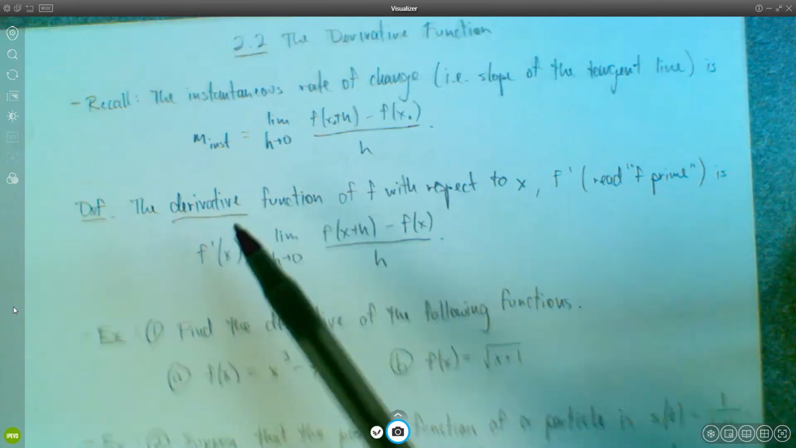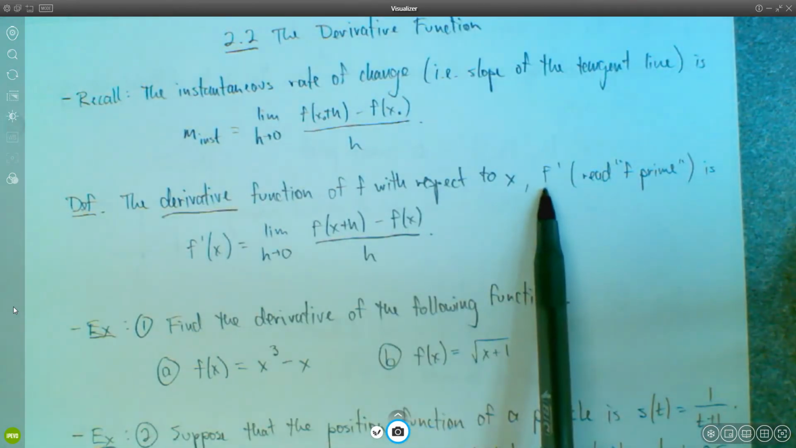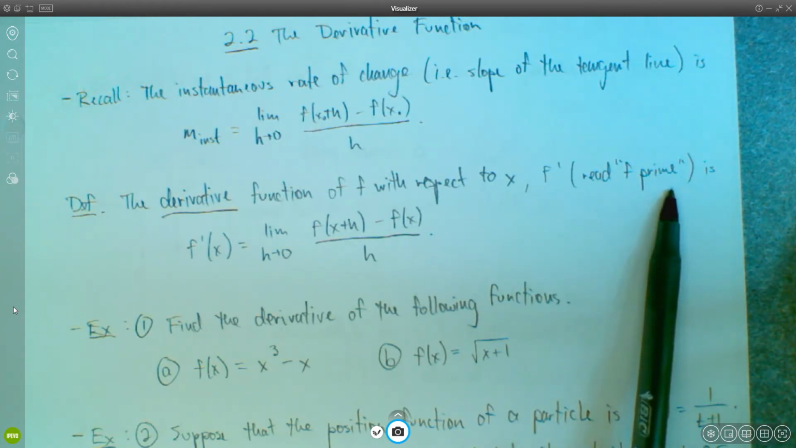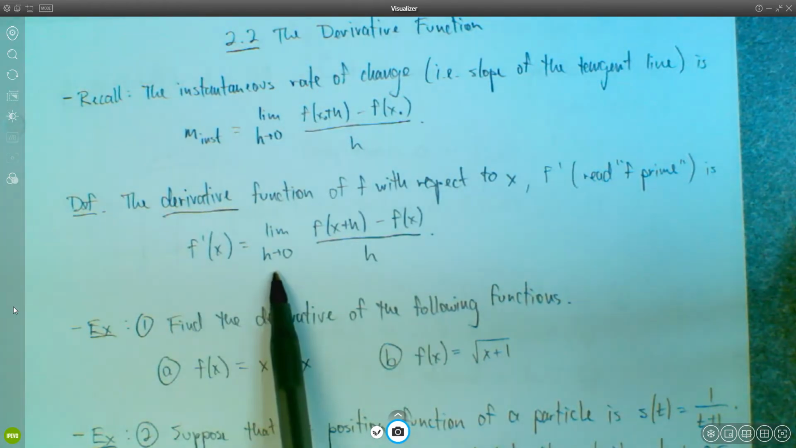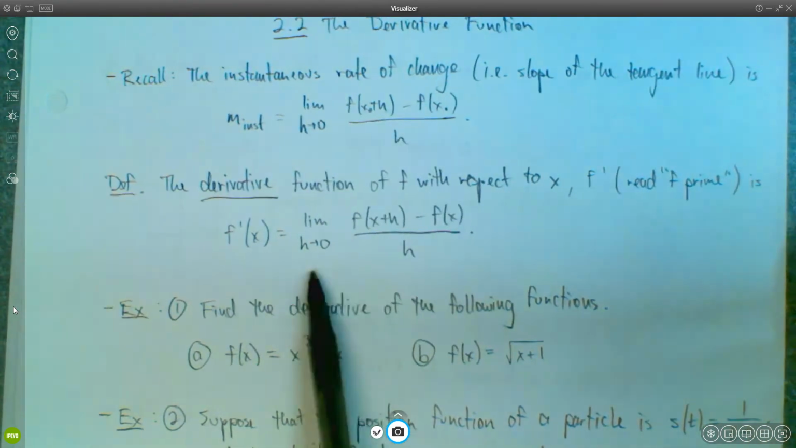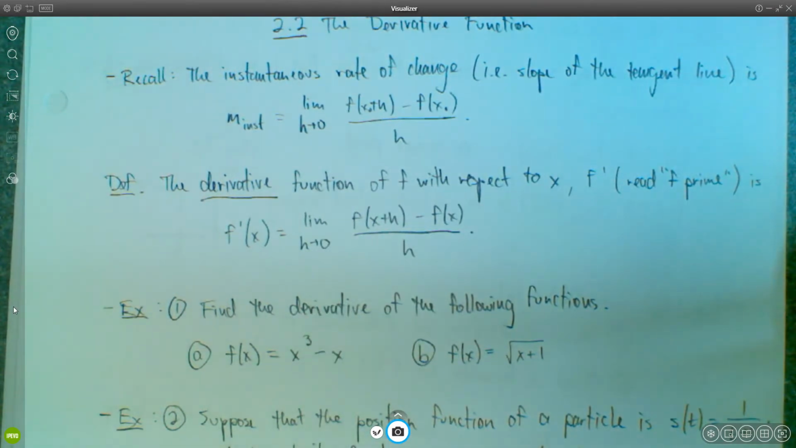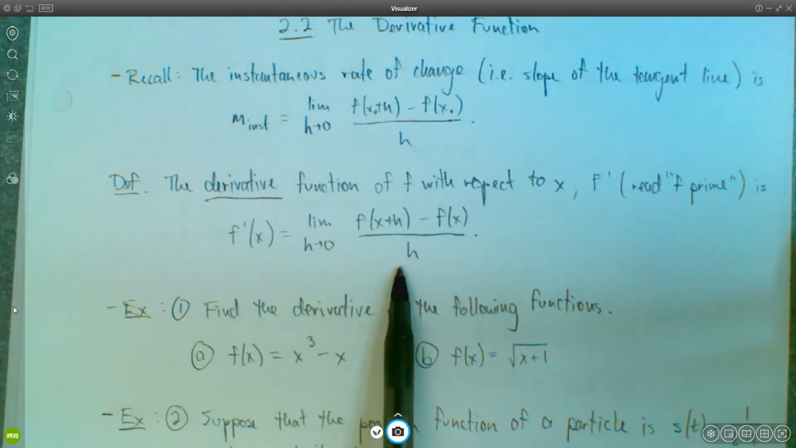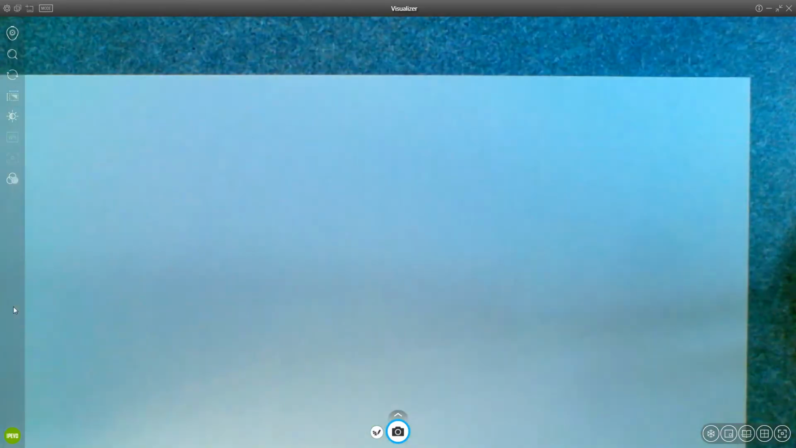Anyway, the derivative function of f with respect to x, we denote it this way with a little f apostrophe. We read that f prime, right? So f prime of x is this same thing, the same difference quotient that we've been looking at before, right? So this limit as h approaches 0 of f of x plus h minus f of x over h. We've actually already done a couple of examples where we've calculated some derivatives. We were just calling it instantaneous rate of change, but let me give you a couple more.